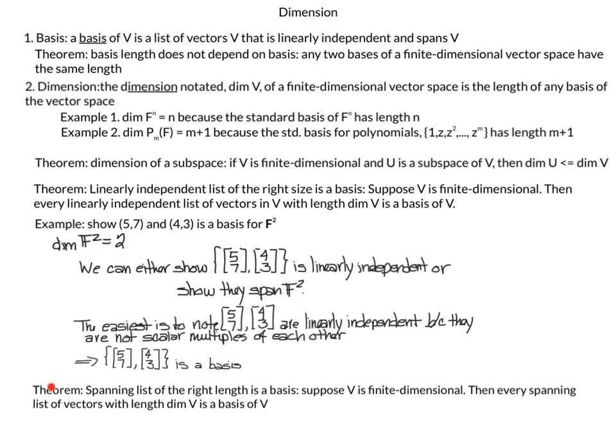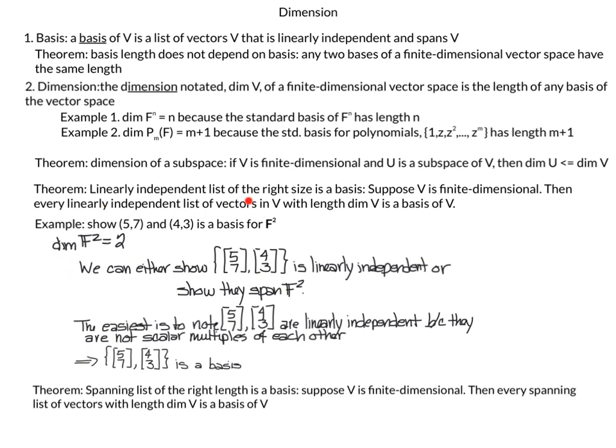Next, we have our two theorems that reduce the work of showing a list of vectors is a basis, and it depends on having a list of the right size, a list of vectors of the right length. And the right length, the right size is equal to the dimension of V. So our first theorem, which is linearly independent list of the right size, is a basis. So suppose V is a finite dimensional vector space, then every linearly independent list of vectors in V with length equal to dimension of V is a basis of V. Our second theorem is the spanning list of the right length is a basis. So suppose V is a finite dimensional vector space, then every spanning list of vectors with length equal to dimension of V is a basis of V.